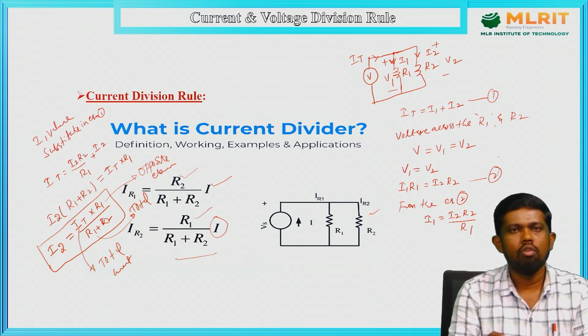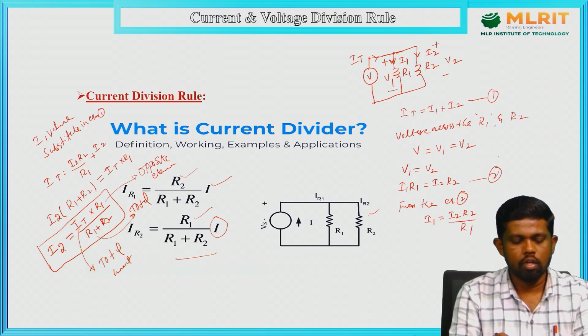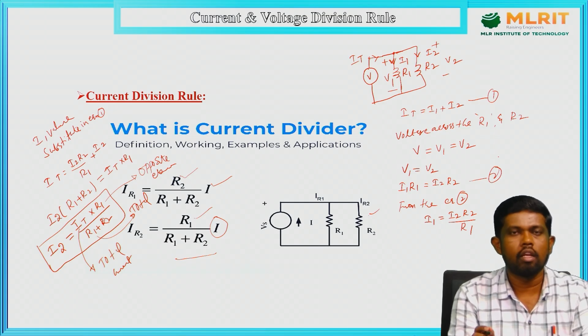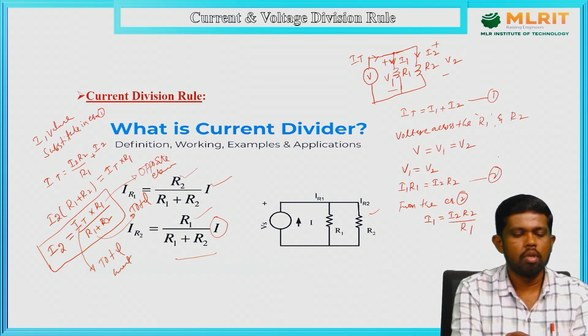So here we use the current division rule in parallel circuits to determine the current through each resistor. This is the discussion about the current division rule.